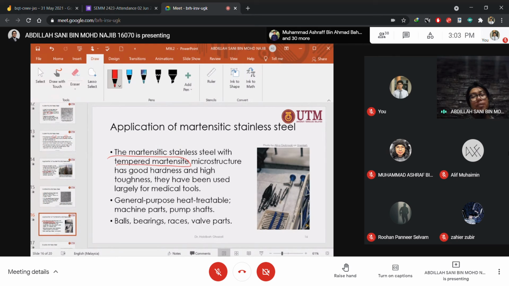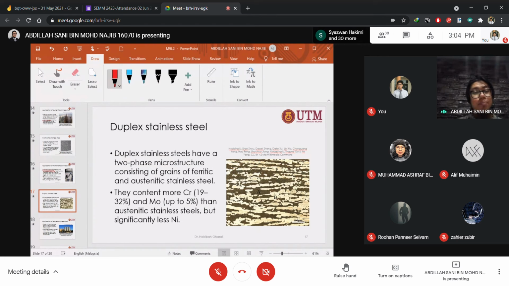General purpose heat treatable machine parts, pump shafts. So these are the examples. Ball bearings, races, valve parts. These are examples of the parts.